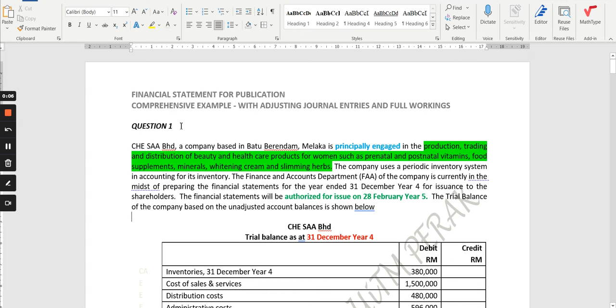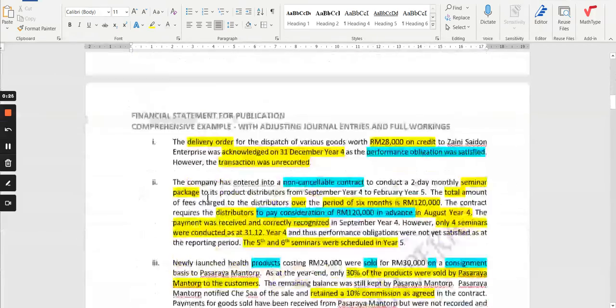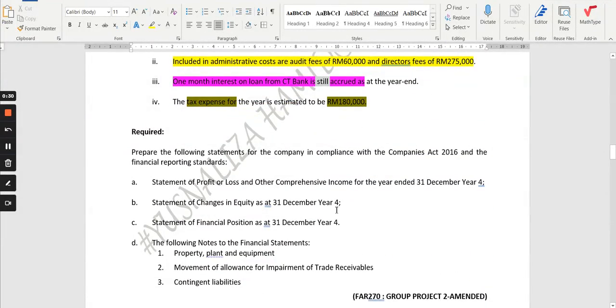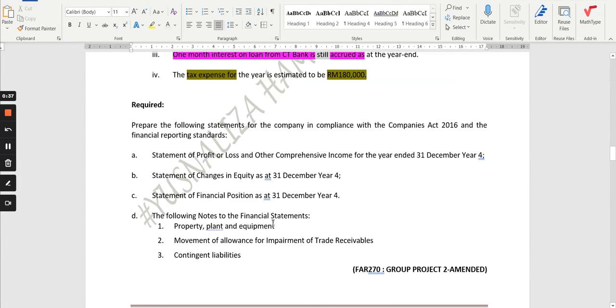Today we are going to have another tutorial on how to prepare the financial statement for publication. This will involve a comprehensive example that will include the adjusting journal entries, some full workings, and also the preparation of the statement of financial position, statement of profit or loss and other comprehensive income, statement of changes in equity, and also the notes, the financial statement for the year ended 31st of December, year 4.